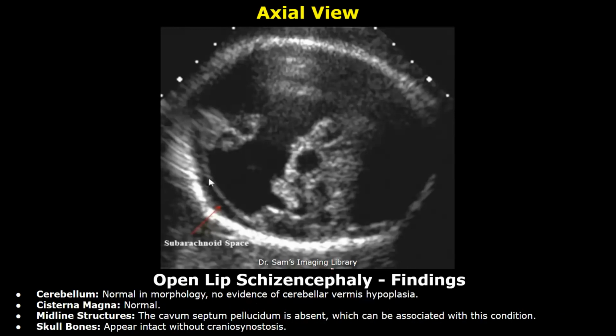The cerebellum and cisterna magna are normal. Midline structures. The cavum septum pellucidum is absent, which can be associated with this condition. The skull bones appear intact without craniosynostosis.